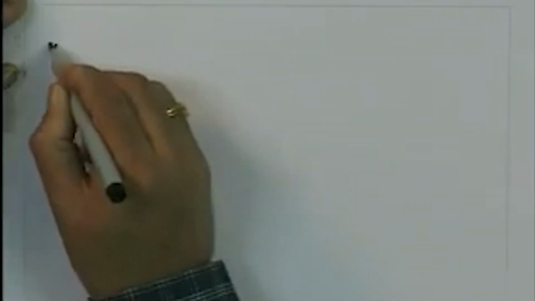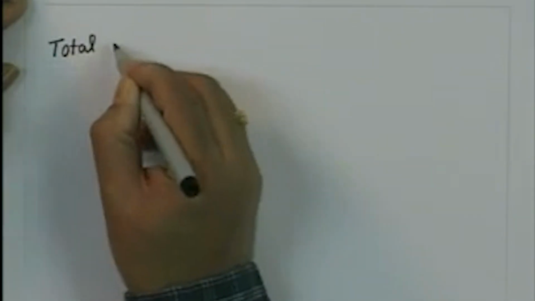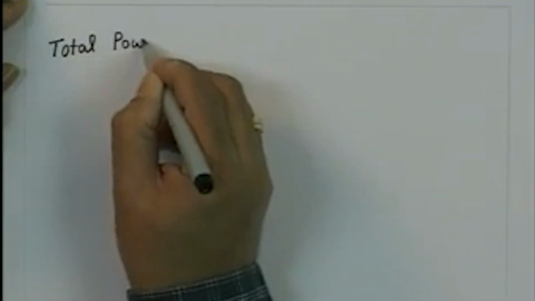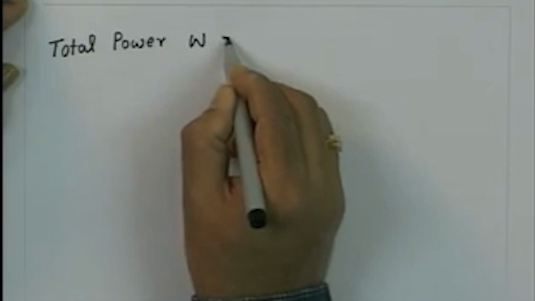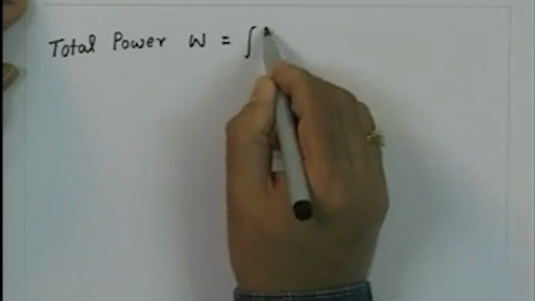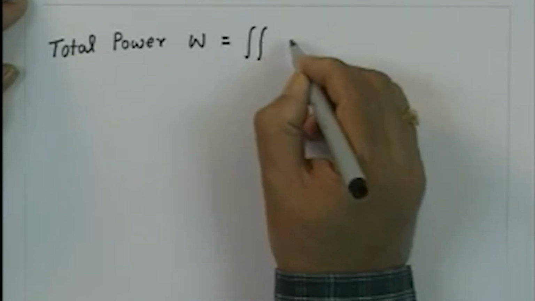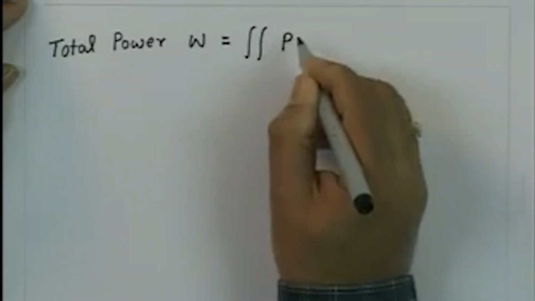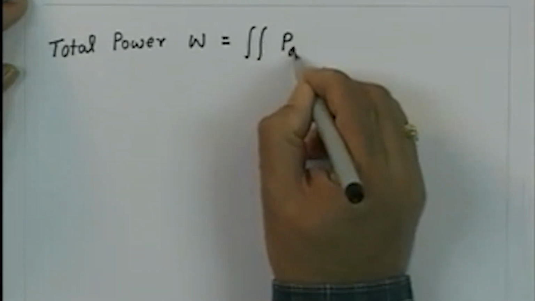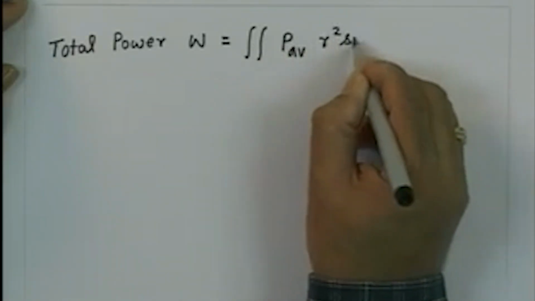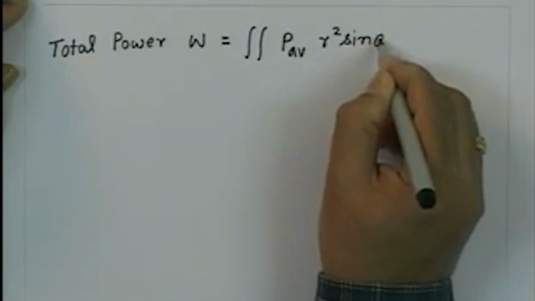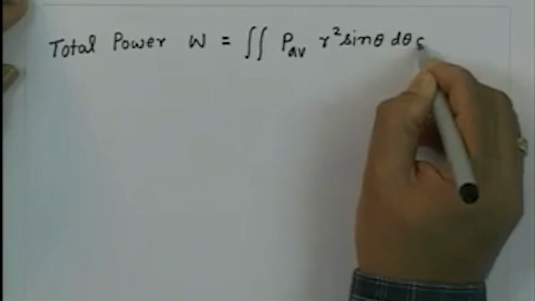So what we can do now, the total power radiated by the dipole, W, let us say, that is equal to the surface integral P average r square sin theta d theta d phi.